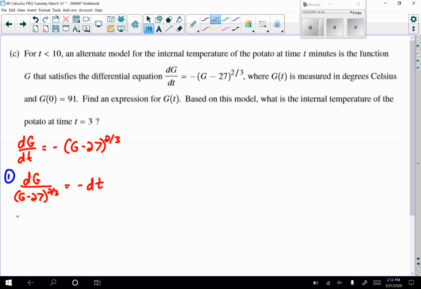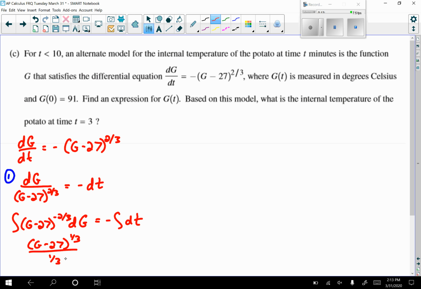Next, we're going to take the integral of each side. So I'm going to write this as a negative exponent. Then we could put the negative on the outside. It just looks a little bit nicer. Now you could use substitution here, but just to go through the steps, if I were to add 1 to this exponent, that would be a 3/3 really. So that would give me a 1/3, and I'd have a 1/3 in my denominator. So this becomes g minus 27 to the 1/3 over 1/3.